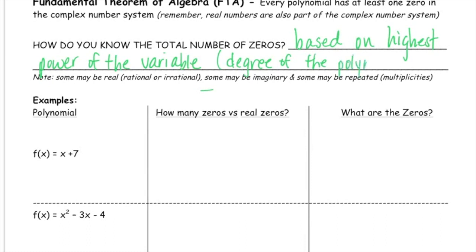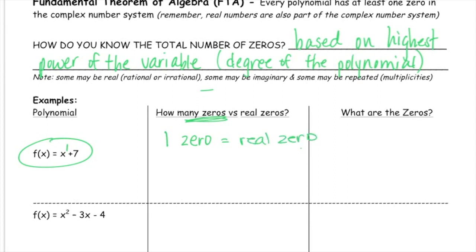So if we start with the examples below, you see that we have this polynomial, x plus 7. The power is 1. So how many zeros could I have? The fundamental theorem of algebra tells me that I have 1. So I have 1 zero. And in this case, it would have to be a real zero, meaning it actually crosses the x-axis, because this is a line.